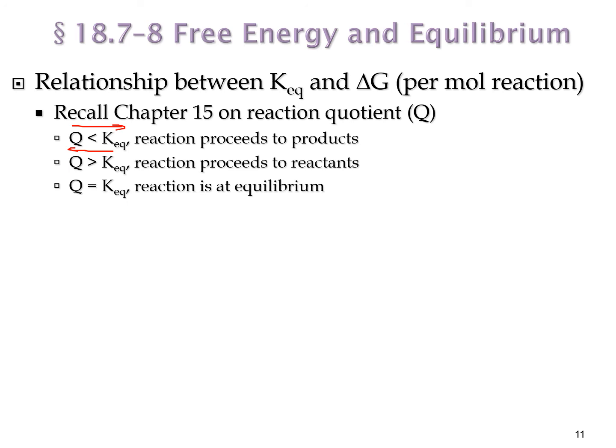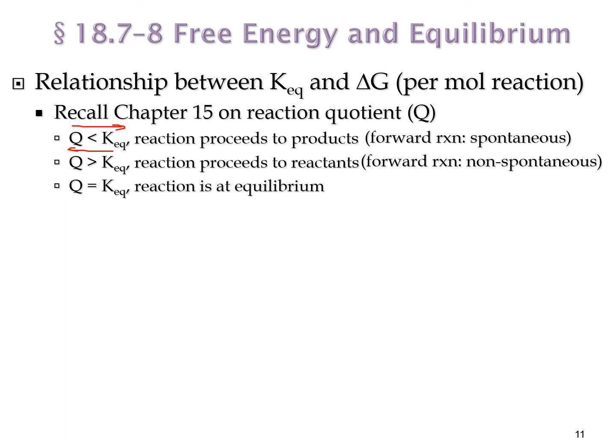But I would like to rephrase those statements. Reaction proceeds to the product: I would say the forward reaction is spontaneous because it's going in that direction. If a reaction proceeds to the reactant, I would like to say the forward reaction is non-spontaneous because the other direction is spontaneous, indicated by Le Chatelier's principle, right? If Q equals KEQ, the reaction is at equilibrium.